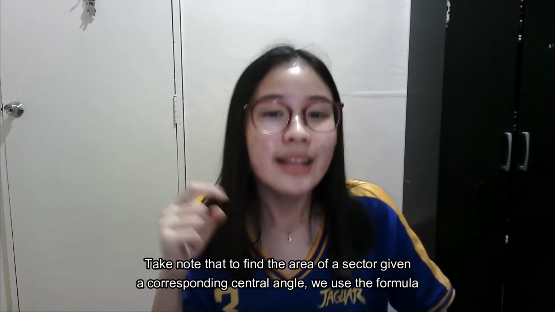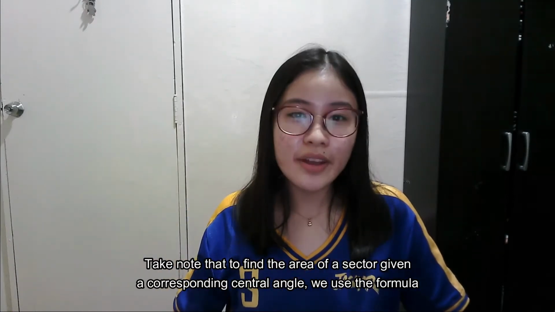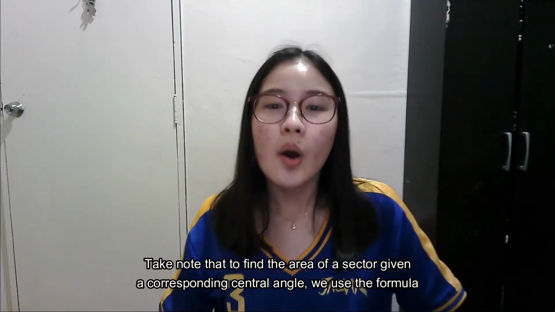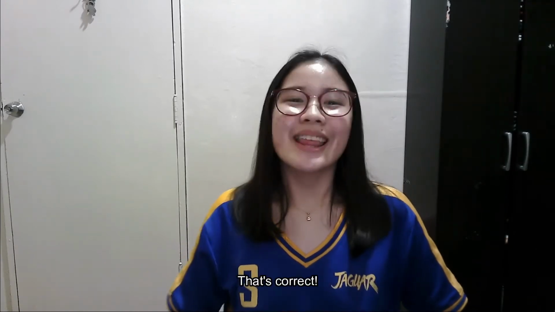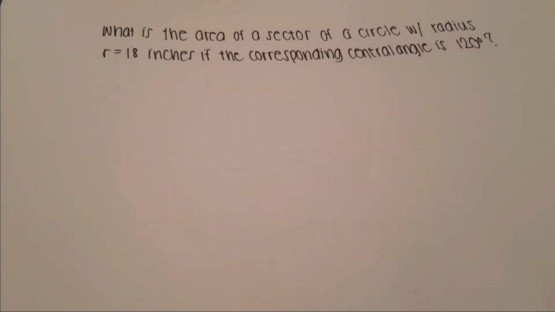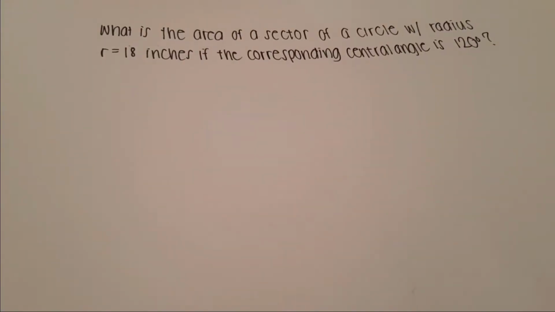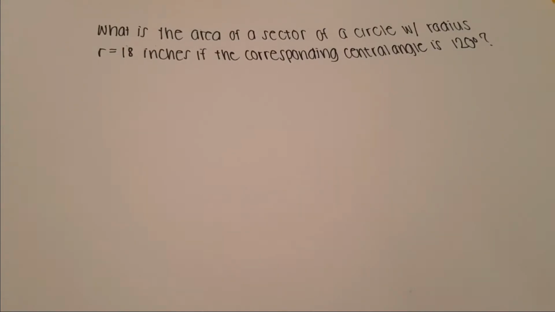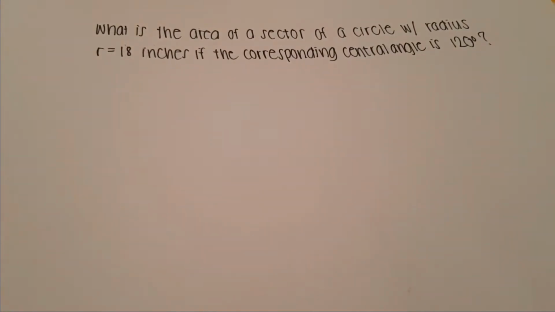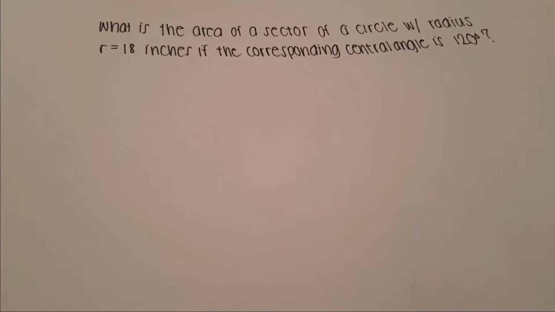Take note that to find the area of a sector given a corresponding central angle, we use the formula. That's correct. A is equal to theta over 360 times pi r squared. Let's start with simple ones, shall we? So the question is, what is the area of a sector of a circle with the radius 18 inches if the corresponding angle is 120 degrees?